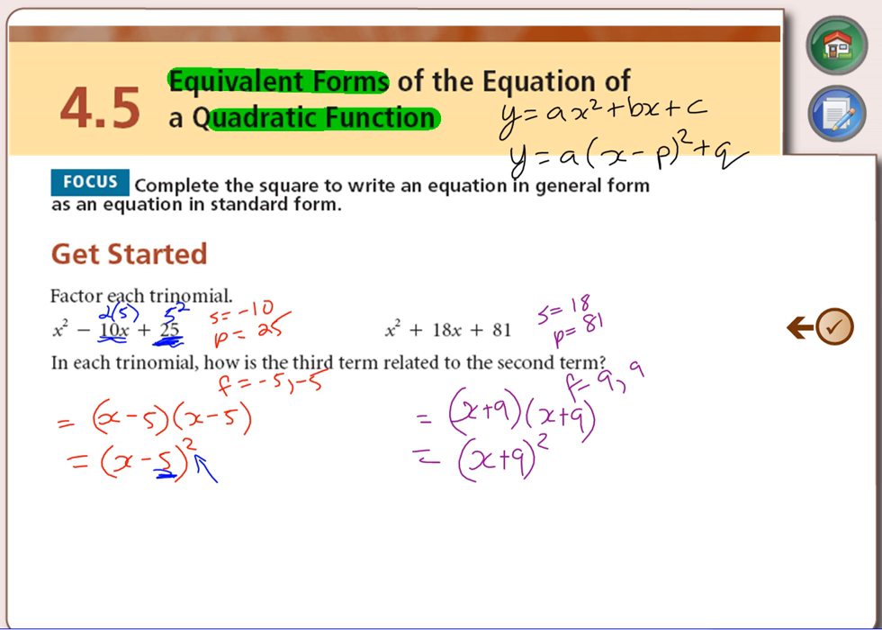Let's look at those again and see if they are related. The 9 squared. 18, 2 times 9 works the same. So these again are perfect square trinomials. And we dealt with those in chapter 3.